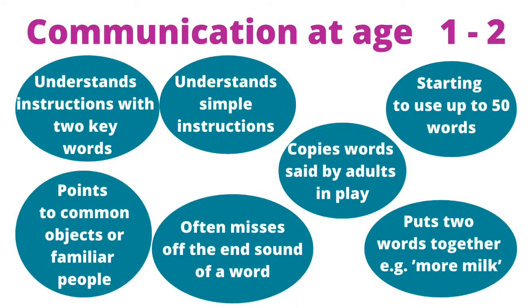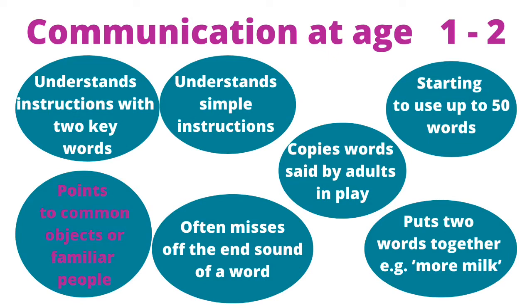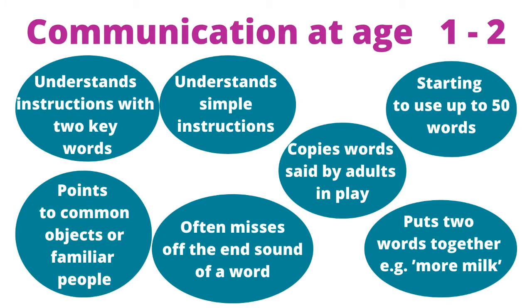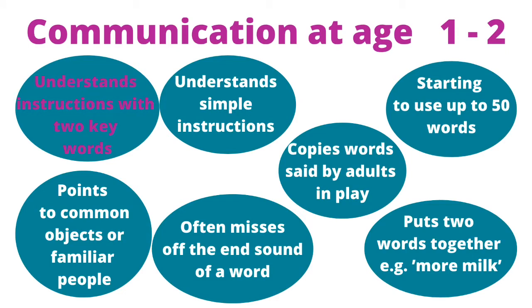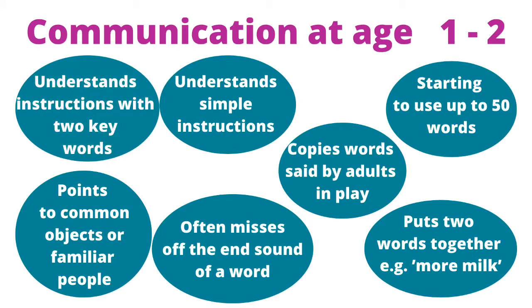We're now going to look at communication ages 1 to 2. And on the screen, you should see some bubbles referring to that. So let's think what a child might start to do when he or she is 1 or 2. They will start to point to common objects and familiar people when asked. They will understand instructions with 2 key words. For example, get the book and ball.